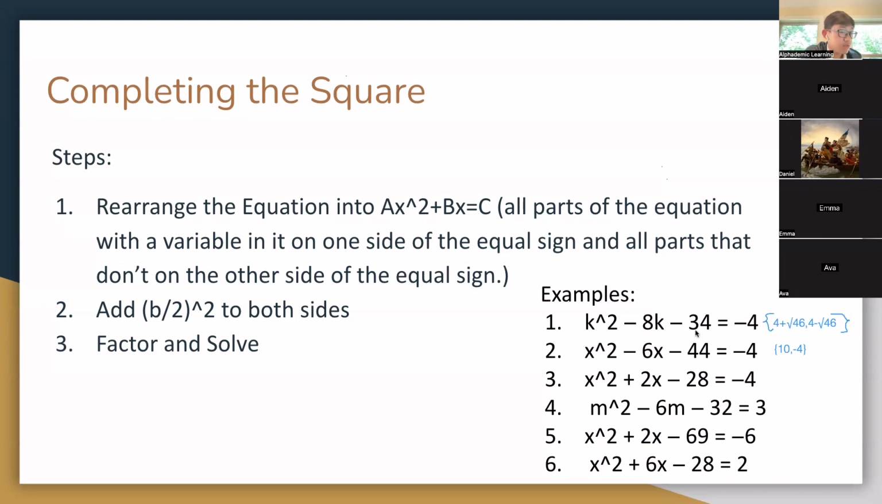And then after that, you would add (b over 2) squared to both sides. So negative 6 divided by 2, squared, would be 9. So you would get x squared minus 6x plus 9 equals 49. And then you can solve it pretty easily. You have (x minus 3) squared equals 49, and then you just take the square root and solve.